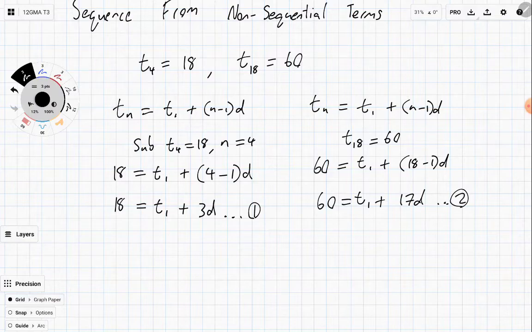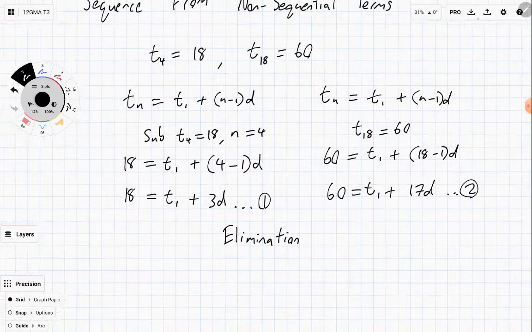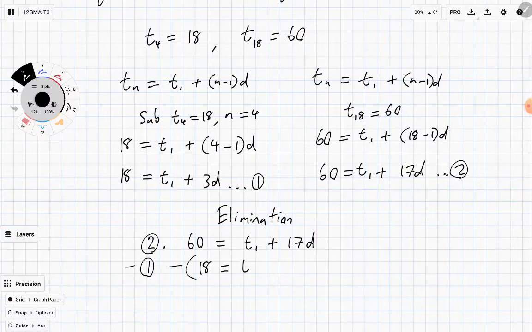And in this particular case, and for pretty much all of these, we're always going to be using the elimination strategy. And in particular, we're probably going to be using the subtraction. Okay? So I'm going to be subtracting either 1 from 2 or 2 from 1. And I always want the bigger one to go first, so I'm going to be going 2 minus 1. How does this look? Well, equation 2 is 60 equals T1 plus 17d, and I'm going to be subtracting 18 equals T1 plus 3d. And we're just going to subtract everything bit by bit.